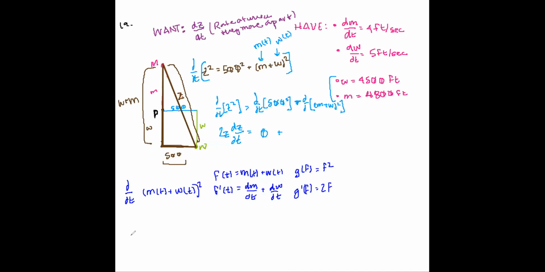So to put it together, we'll end up with g prime of f, which is m plus w, right? Times f prime, which is dm dt plus dw dt. So, are you okay with all of that? Think so. Okay. Stop me if you're not. Sure. So we'll end up with something that looks like this: 2 times m plus w times dm dt plus dw dt.